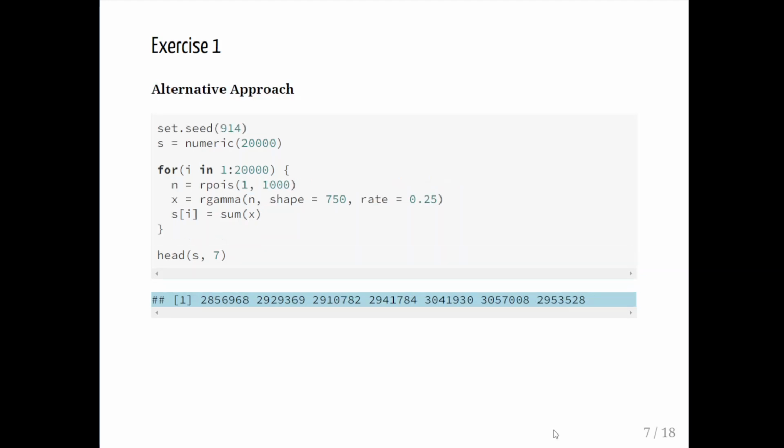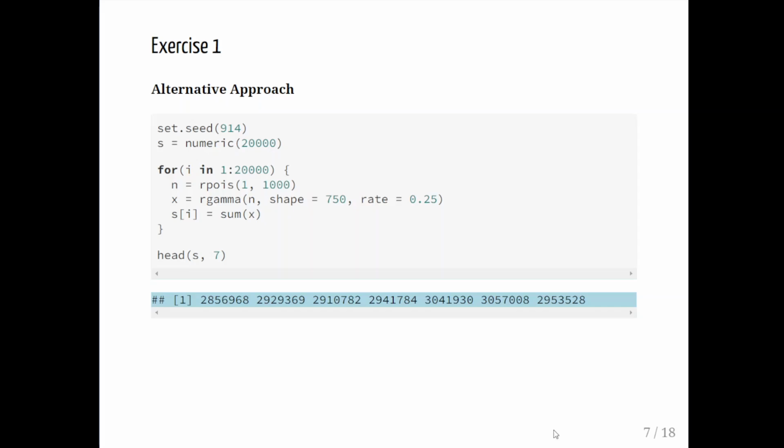There's an alternative approach you can take where you can actually just specify the number of values inside the for loop if you want. That's an approach that somebody else suggested. It's fine as well. It should work as well.